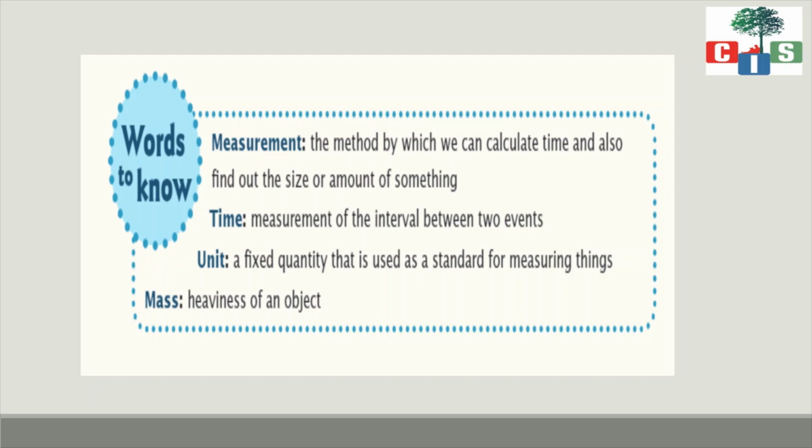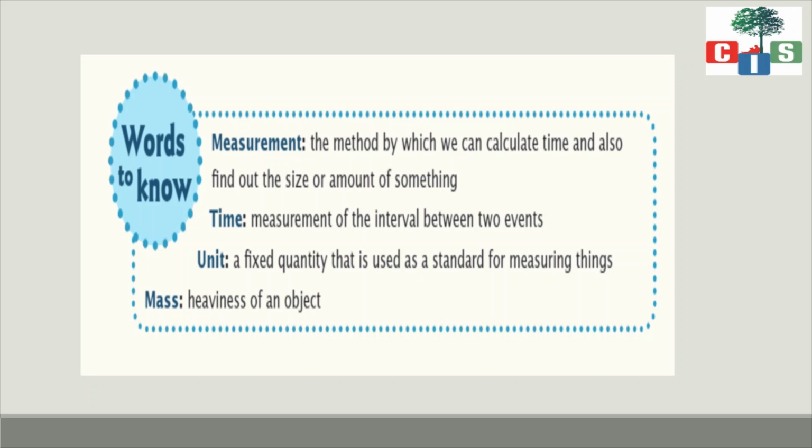Okay, what is measurement? It is the method by which we can calculate the time and also find out the size or amount of something. So we are measuring time or size or amount of a thing. That is known as measurement. Now what is time? Time is the measurement of the interval between two events. So whenever two events take place, we measure the interval between the two events which is happening. So that is known as time.